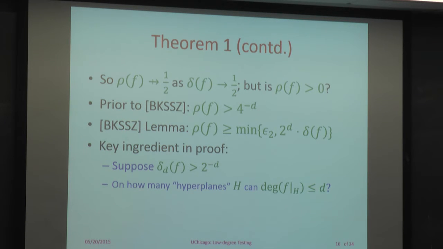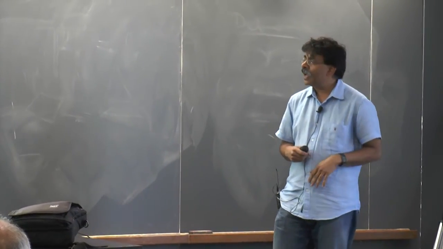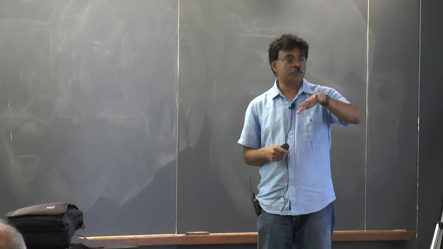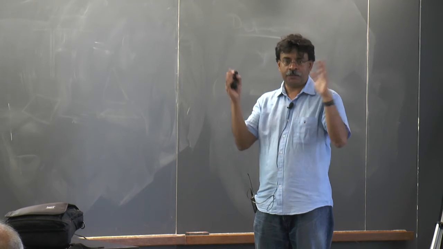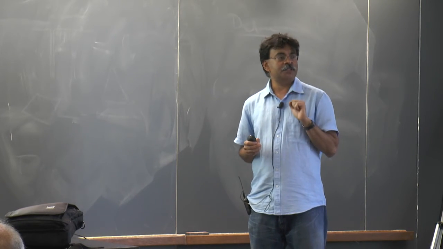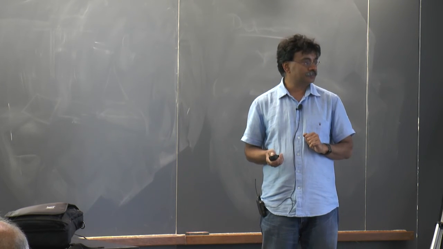And I can't give you much details of the proof at all, and this is all that I will try to tell you about, but here is the key question that we honed down to. I have a function which is reasonably far from degree d polynomials. Let us say its distance is at least 2 to the minus d. You would have to change its value on a 2 to the minus d fraction of the points in order to get a degree d polynomial. How many hyperplanes can there be? Co-dimension 1 subspaces, affine subspaces of dimension 1 less than the maximum possible. How many such subspaces can there be on which this function ends up having degree at most d?